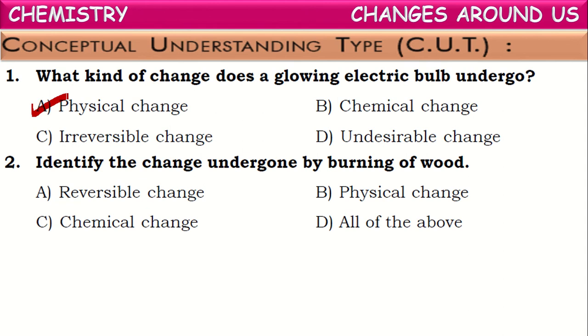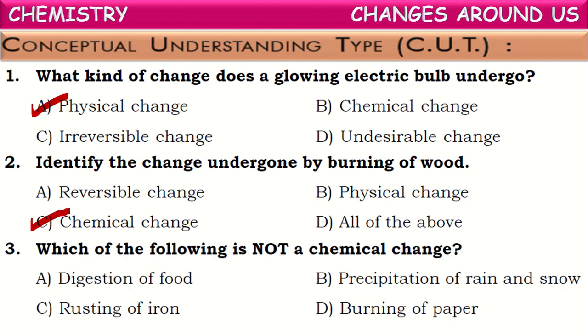Next one. Identify the change undergone by burning of wood. So what happens when we burn wood? We know when wood is burnt, it produces heat in the form of flames. Along with that, it finally remains with certain ash. It releases carbon dioxide and water vapor into the atmosphere, and it remains with the solid ash there. So by that we can say new substances are formed by burning of wood. Now we know the changes in which new substances are formed are called chemical changes. So here burning of wood is a chemical change because new substances are formed in this reaction.